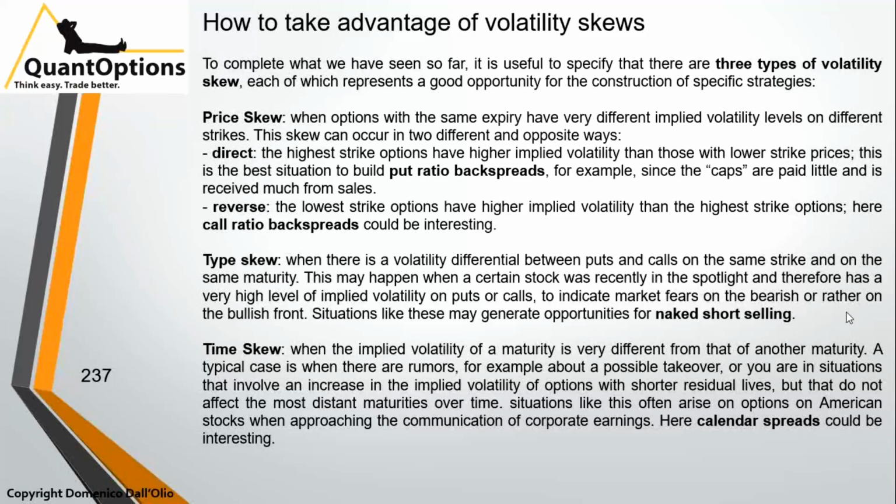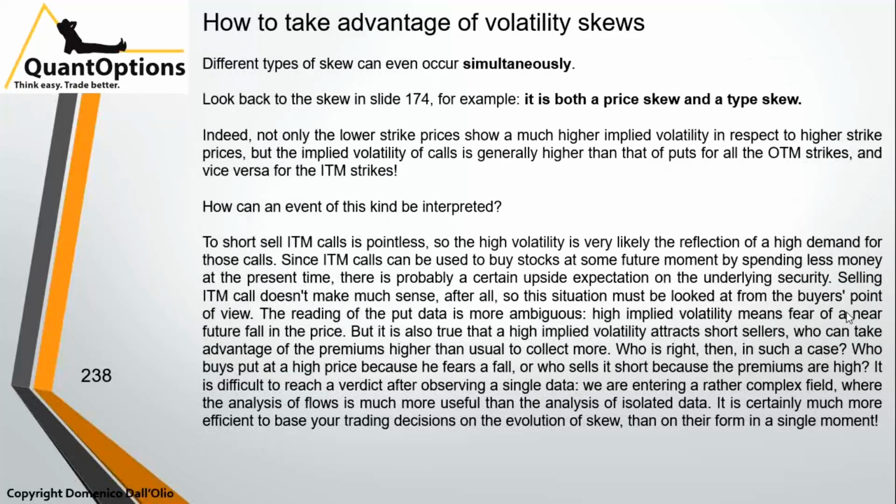Time skews, when the implied volatility of a maturity is very different from that of another maturity. A typical case is when there are rumors, for example, about a possible takeover, or you are in situations that involve an increase in the implied volatility of options with shorter residual lives, but that do not affect the most distant maturities over time. Situations like this often arise on options on American stocks when approaching the communication of corporate results, and here calendar spreads could be interesting. Different types of skew can even occur simultaneously.